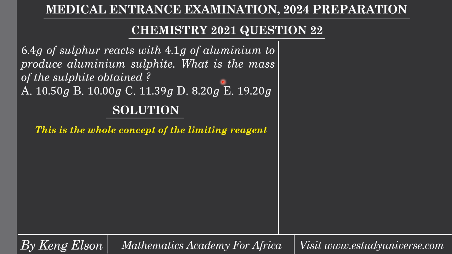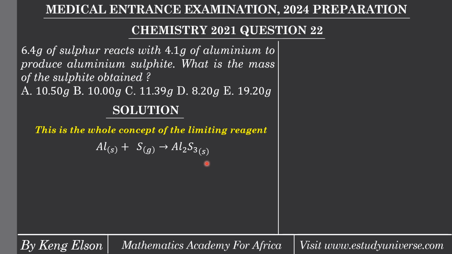So the first thing to do in such a case is that we write down a chemical equation and we balance. So aluminium plus sulfur to give us aluminium sulfide. Aluminium has a valency of 3 while sulfur has a valency of 2. So they exchange and we have Al2S3. But this is just the chemical equation, it is not balanced.